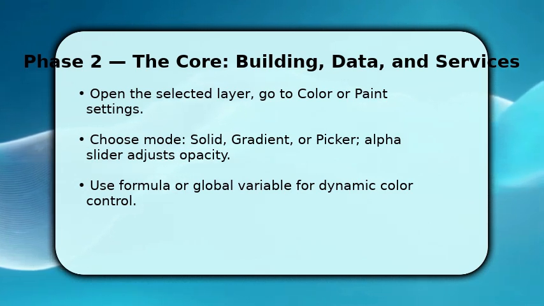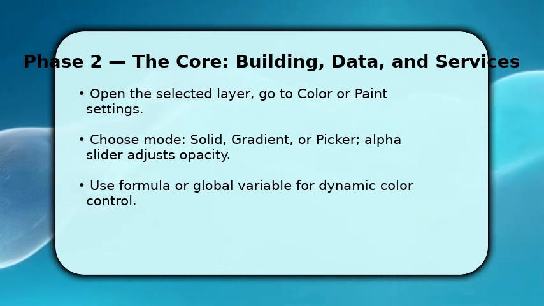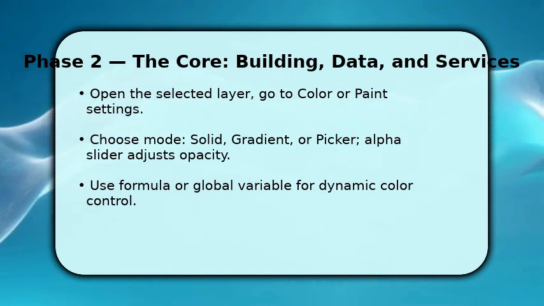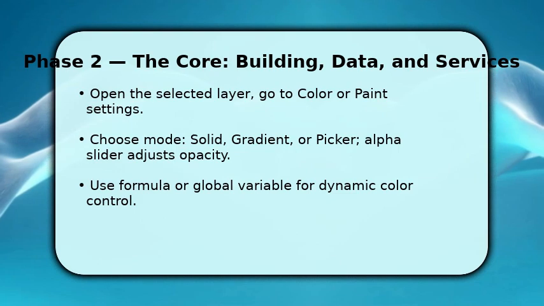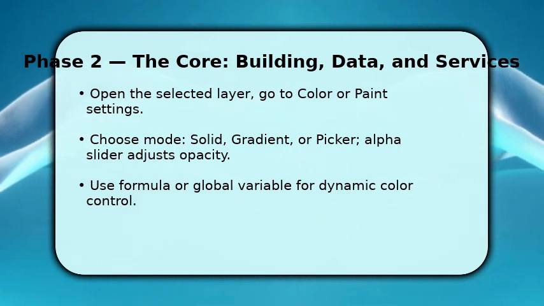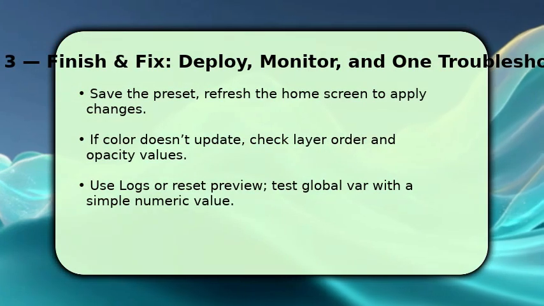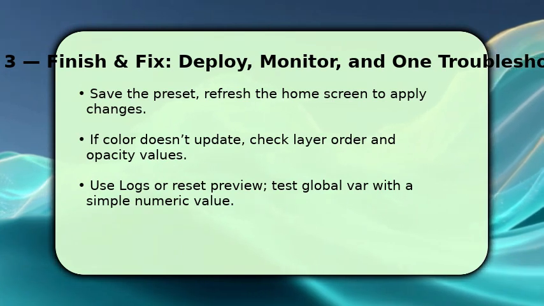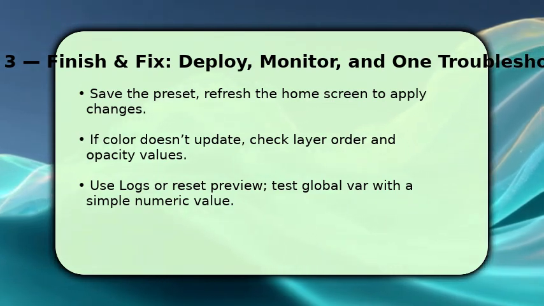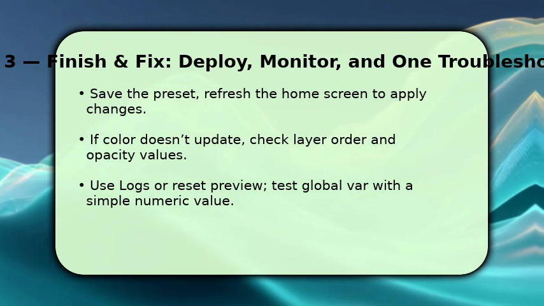That matters for overlays. If you want dynamic changes, use a formula or a global variable such as $WG_. This lets you change colors from the home screen or via skin presets. Save often while iterating. To finish, save the preset and refresh your home screen so KWGT redraws the widget. This applies the new color.